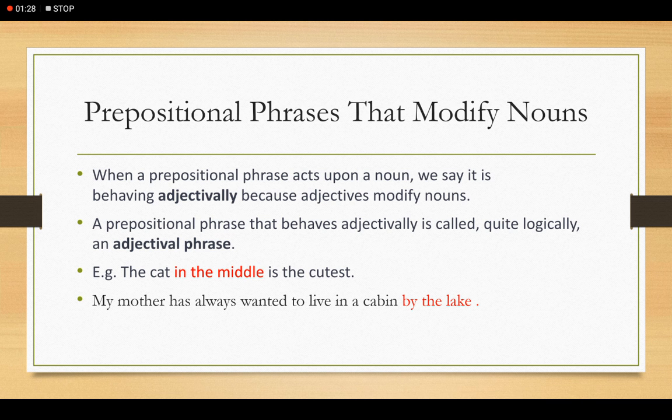My mother has always wanted to live in a cabin by the lake. So it is adding more meaning to the noun cabin. It is showing us the exact location of where the cabin should be, and mother wanted to live in a cabin by the lake. So in these two examples, in the middle in the first example and by the lake in the second example, these two prepositional phrases are modifying the nouns, in the first sentence the cat, in the second sentence the cabin.